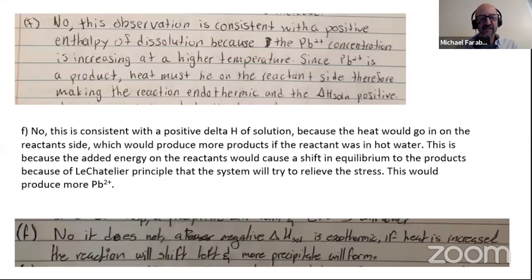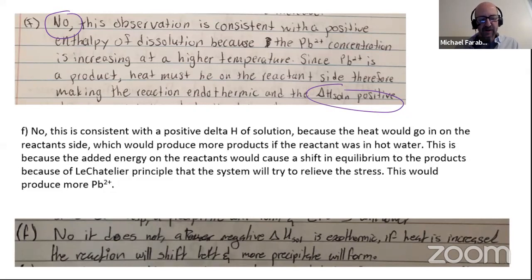All right, this person says no, that's good. This observation is consistent with a positive enthalpy because the lead concentration is increasing at a higher temperature. Looks good. Talking about delta H being positive. No, this is consistent with a positive delta H because heat would go in on the reactant side, which would produce more products if the reactant was in hot water. Again, talking about Le Chatelier's principle and shifting toward the right.